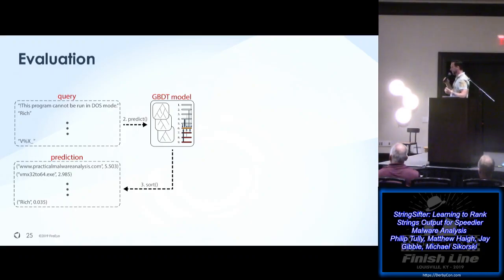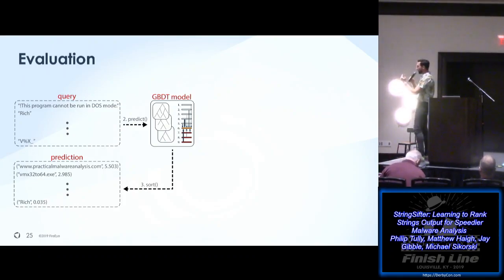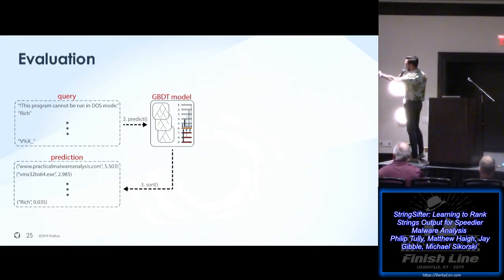Here's the way in which we do this. Like I've described before, you have a query, which is a single strings output from a malware binary, and you have a trained model, a gradient boosted decision tree. You can take that query and make a prediction using that model, and that will produce a set of scores. For each of the strings in that output, you have a score associated with it. The final step is that you just have to sort that output according to those scores.